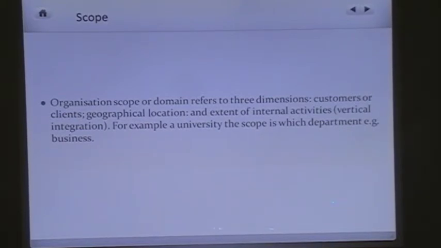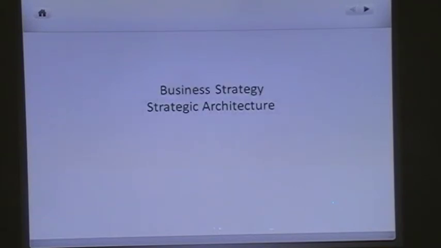And when you look at the extent of internal activities, that means the lecturers, the teaching and learning material which is actually used within the scope of delivery of that business course, the set of things which are required to run that at the university level.